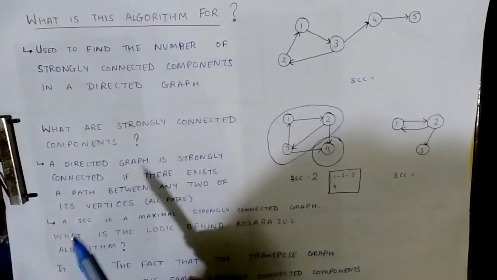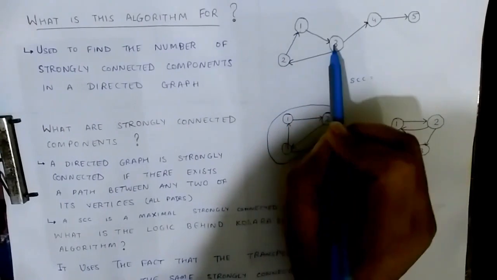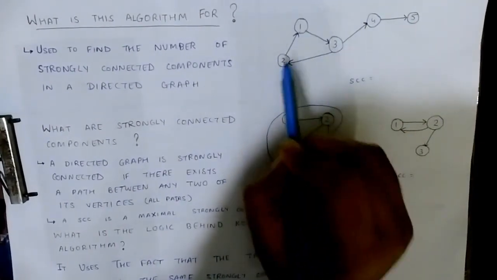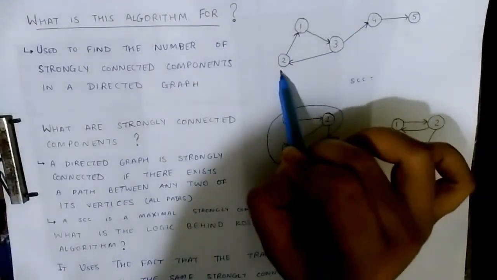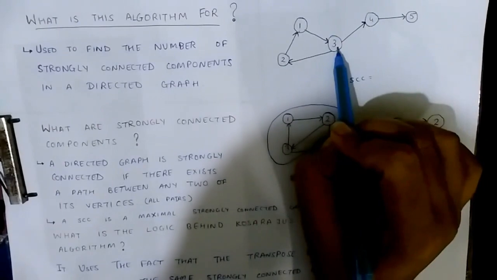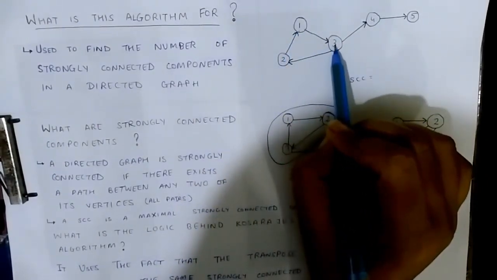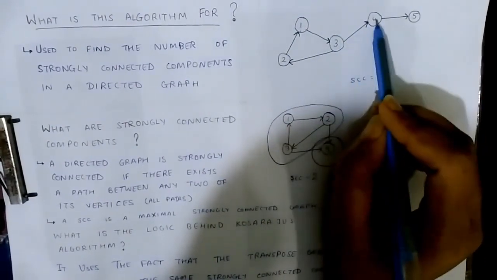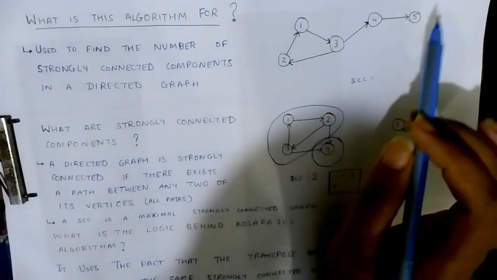Now let's look at this example. We can see from 1 we can go to 3 or 4 or 5. From 1 we can go to 2 as well. From 2 we can go to 1, 3, 4, 5. Okay? From 3 we can go to 2, 1 and to 4 and to 5. But from 4 we cannot go to 3 or 1 or 2.